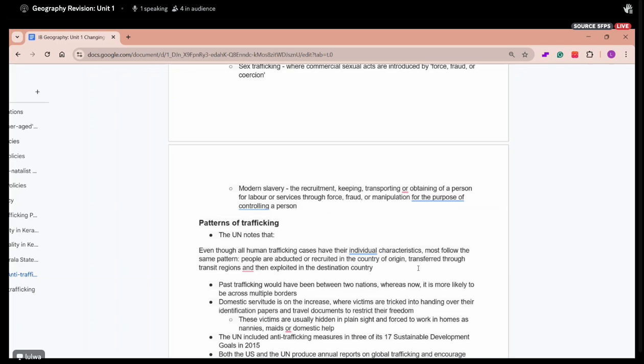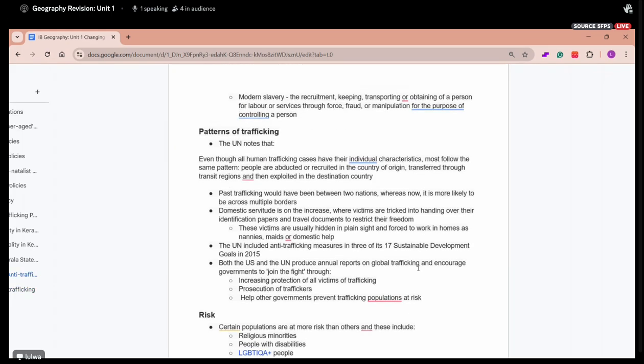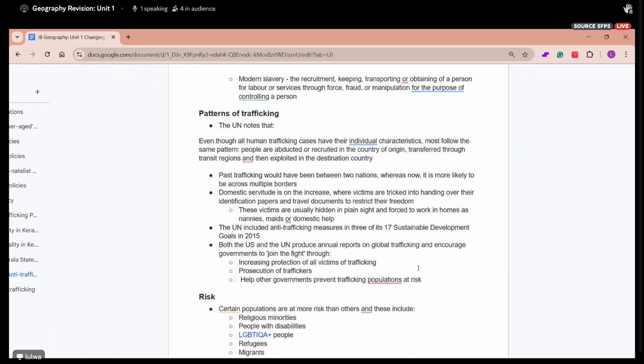So you have patterns. Even though all human trafficking cases have individual characteristics, most follow the same pattern, which is people who are abducted or recruited in a country, then transferred through regions, and then exploited in another country. So past trafficking would have been between two nations. However, now it is more likely to happen across multiple regions. And the UN included anti-trafficking measures in 3 of its 17 Sustainable Development Goals in 2015. Both the US and the UN produce annual reports on global trafficking and encourage governments to join the fight.